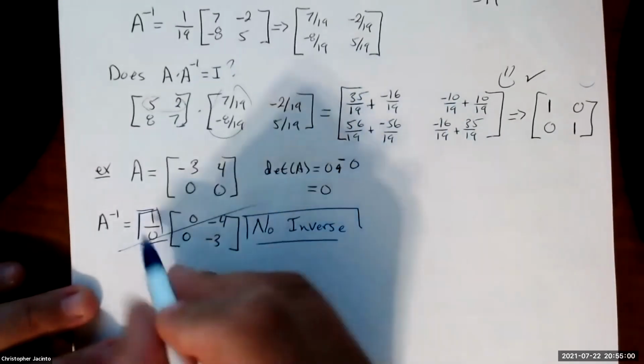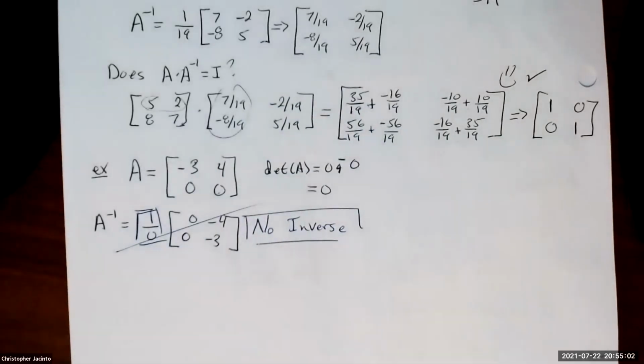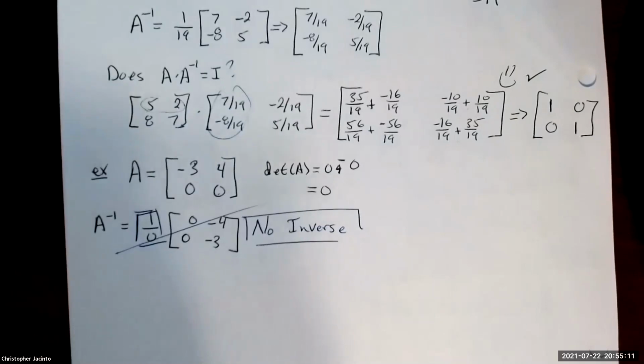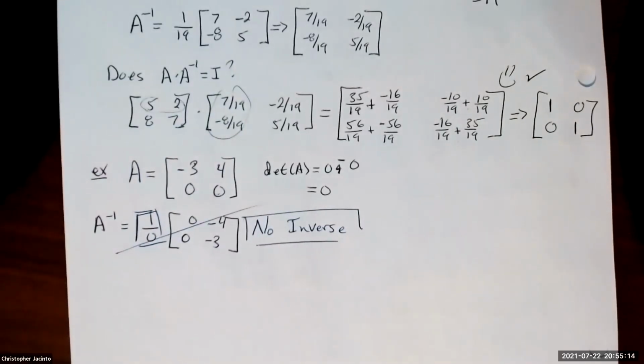And again, the reason why is because you can't have a number over 0, right? So that's the one situation where you won't have an inverse, or basically when the determinant is equal to 0. Any questions there?